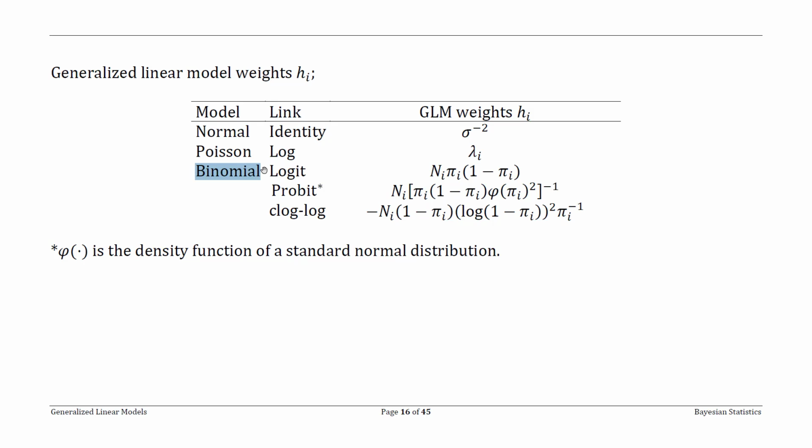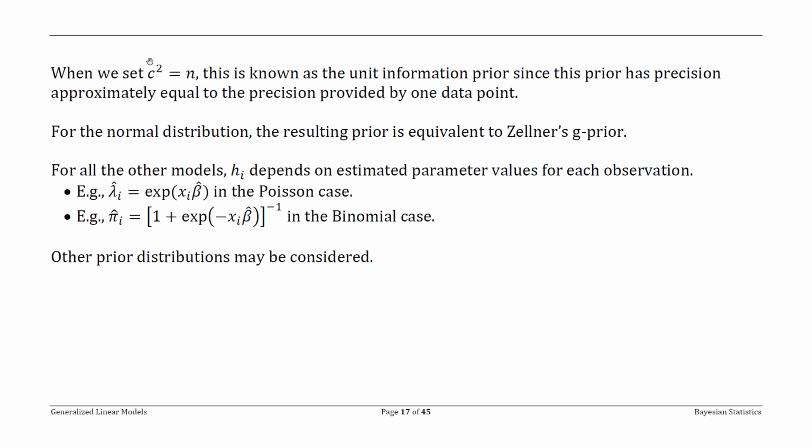And then for the binomial distribution, because we're also going to talk about that in this chapter, I've actually provided the GLM weights for the logit, the probit, and the complementary log-log model, where for the probit model, I use the notation phi of an argument for the density function of a standard normal distribution. So the good news is that even if you don't feel confident in deriving what these h_i should be theoretically, for several of these common distributions, I provided you the form of h_i so that you can use that when specifying your prior distribution.